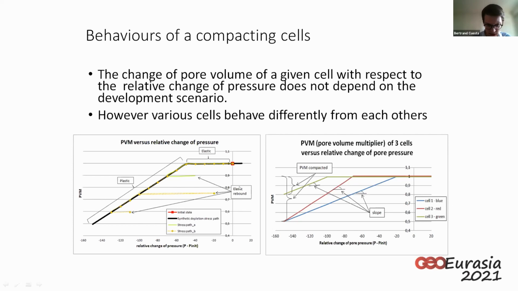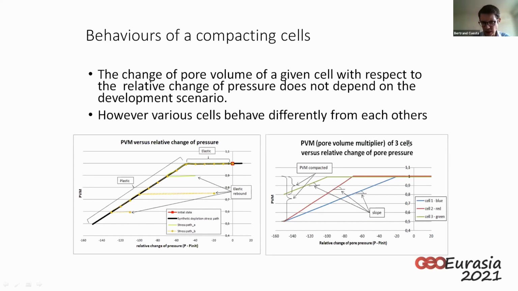So what matters, and that's the message I want to convey in this slide, in this graph, is that fundamentally, the stress path or the pore volume behavior of a cell which is compacting is always defined by this black line, the compaction line. And when there is a cycle of repressurization, it follows a slope which is parallel to the elastic one, okay, almost. So we should bear that in mind.